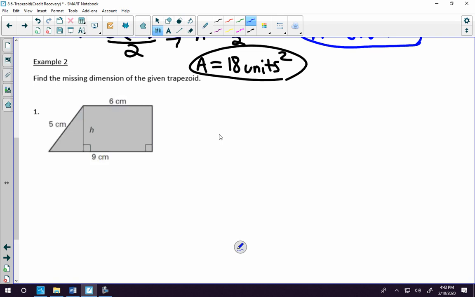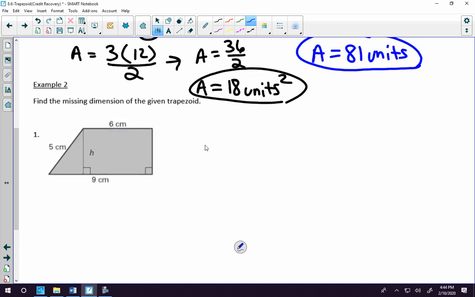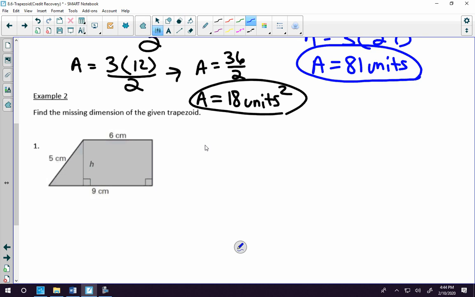Now in example 2, it says find the missing dimension of the given trapezoid. So notice they're not asking us to find the area of the trapezoid. They're actually asking us to find the dimension of the trapezoid. I notice here that we're actually missing some information, so we're going to have to edit this as we go. Give me a quick second here.